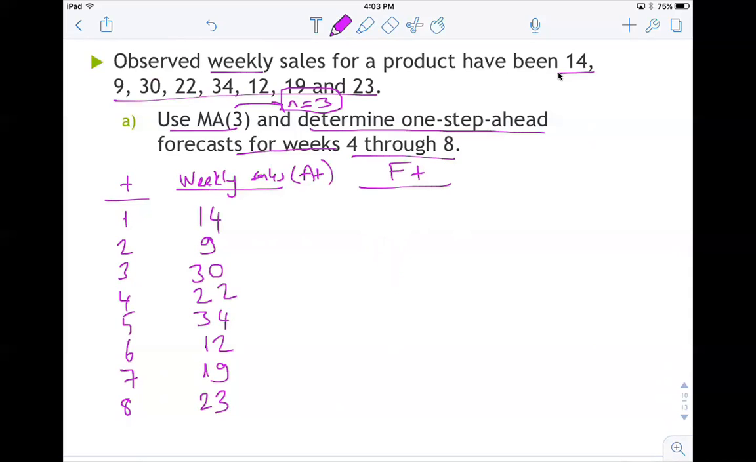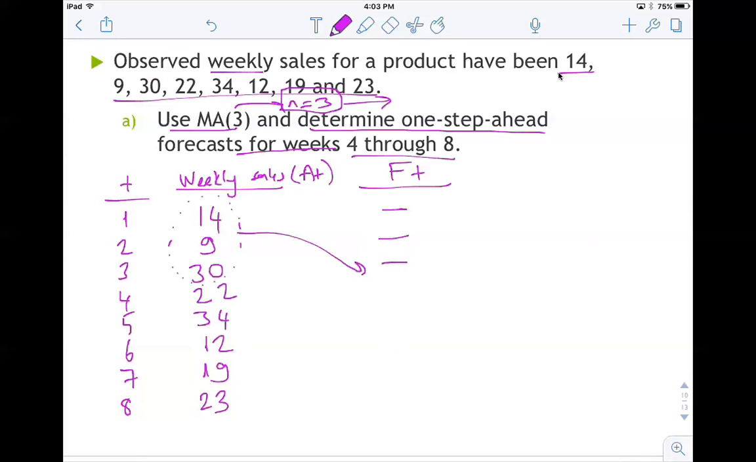Why not for week 1, week 2, and week 3? Why can't I make a forecast here, here, and here? It's because I do not have previous observations that I will be using as an average to make a forecast for these weeks. I can only start making a forecast if n is equal to 3. I can only go back 3 periods and use these 3 as a forecast for time period 4.